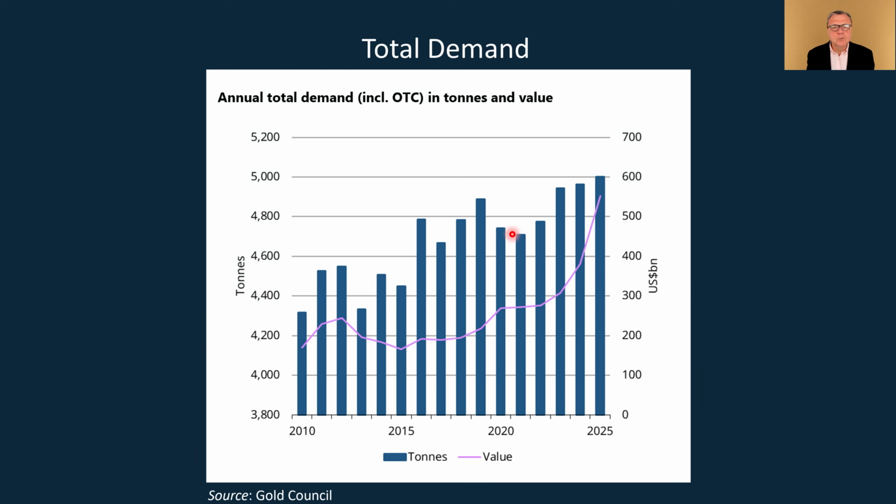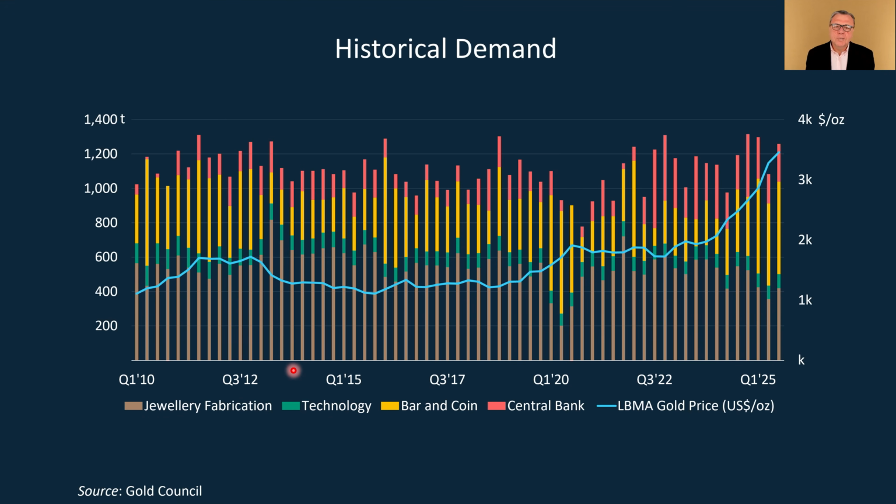Now let's just turn back to total demand. And here we can see that total demand went through 5,000 tonnes for the first time last year. It wasn't a very large increase in total demand. And here we're looking at the different components of that 5,000 tonnes: jewelry fabrication, technology, bar and coin for investors, and then gold going into central banks. Let's look at each of these parts separately.